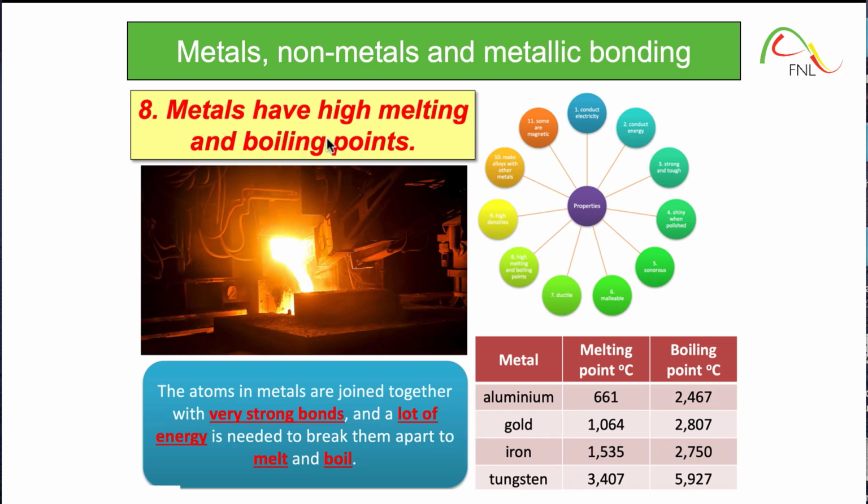Metals have high melting and boiling points. Some figures, look at these melting and boiling points down here. So tungsten doesn't melt to over 3,400 degrees Celsius. That is hot. So atoms in metals are joined together with very strong bonds, and a lot of energy is needed to break them apart, to melt and boil.